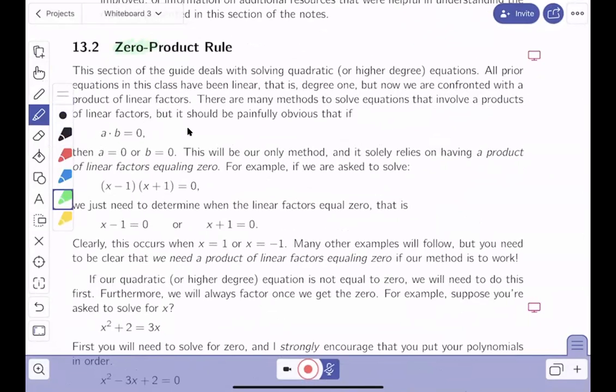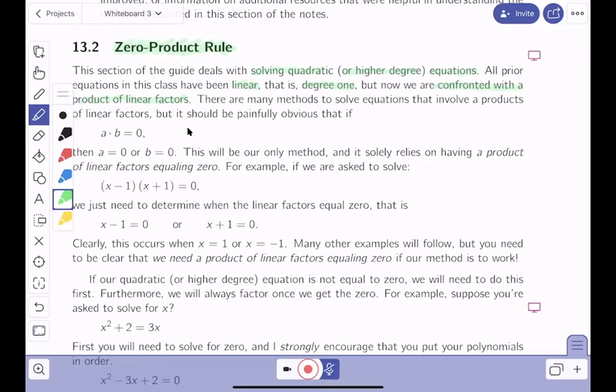Zero product rule. It's going to be useful in solving quadratics or higher degree equations. In the past, the equations that we've had have been linear. They didn't always look linear, but they turned out to become linear equations, degree 1. Now we're going to be confronted with products, a product of linear factors.